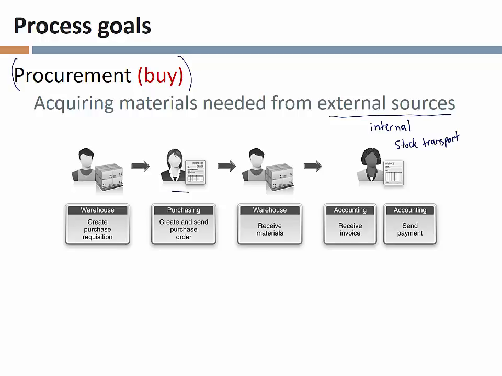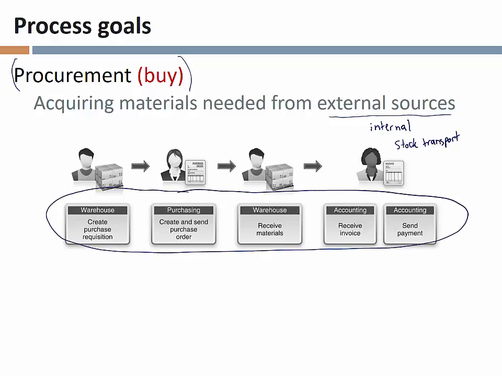There are a lot of different functional areas here. There are a lot of different steps in the process, and we will decompose these steps and talk about them in much more detail here. But we have: create a purchase requisition, create and send a purchase order, receive materials, receive an invoice, and send the payment. This is an example of a basic business process.